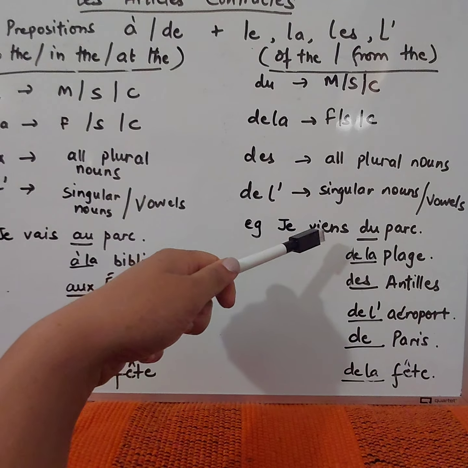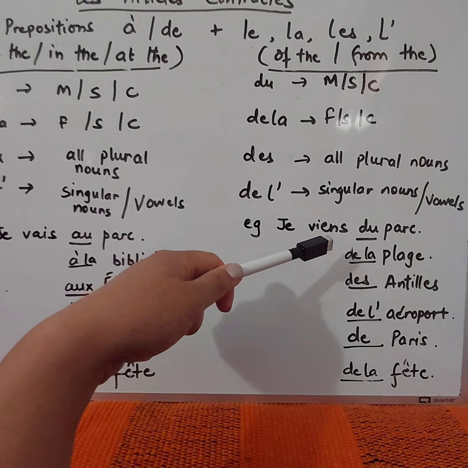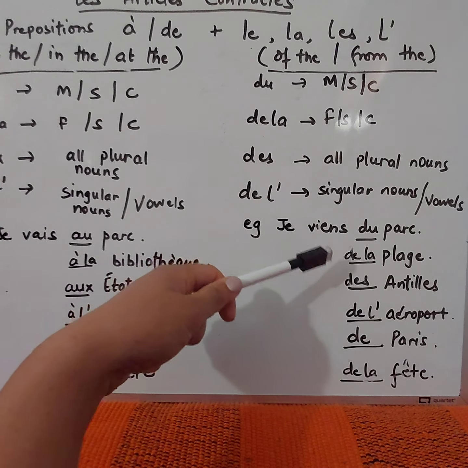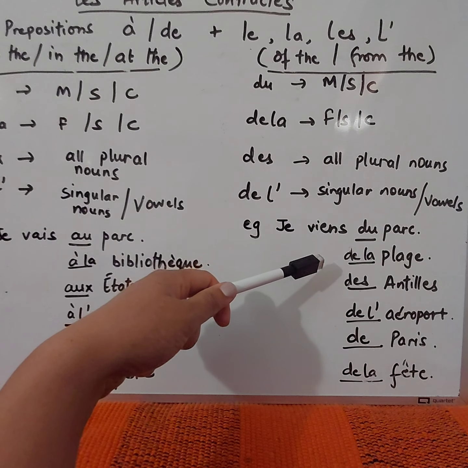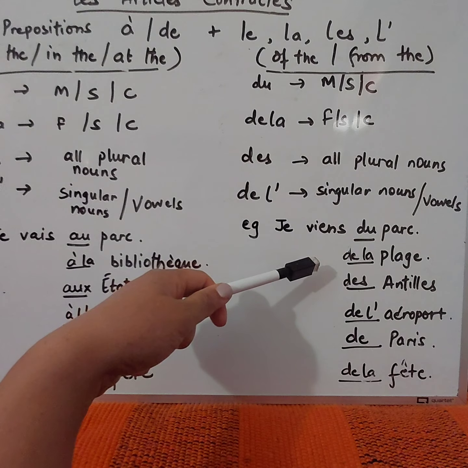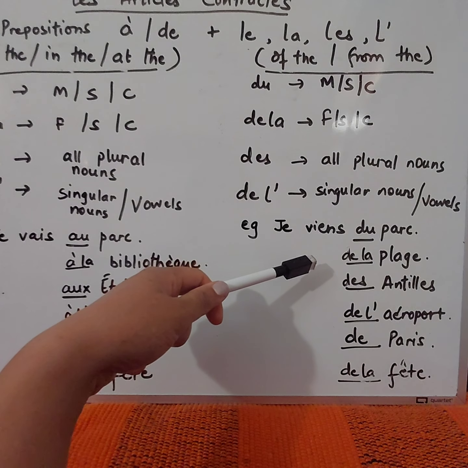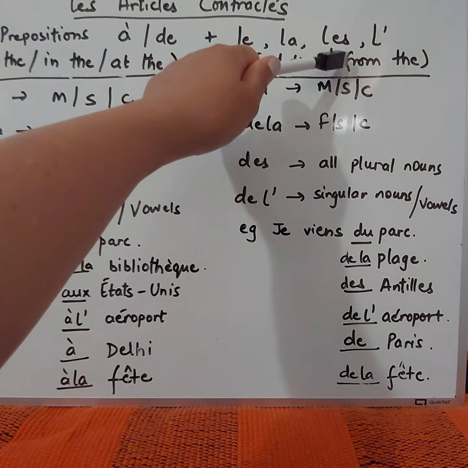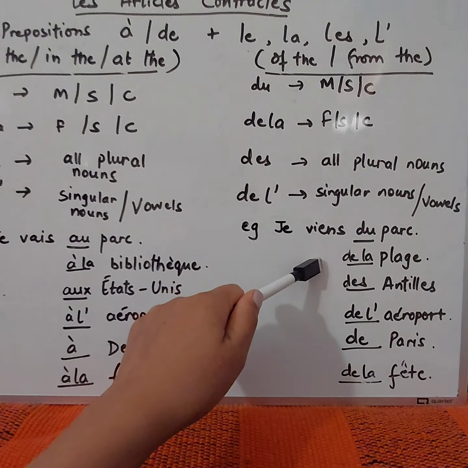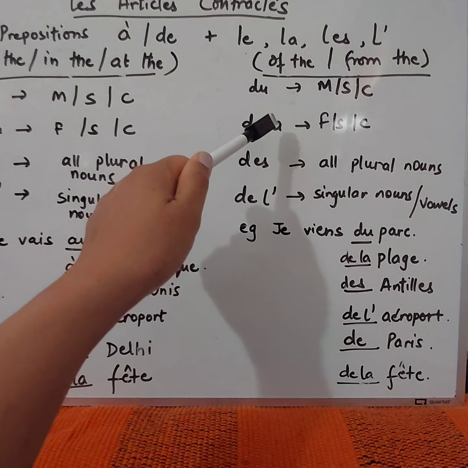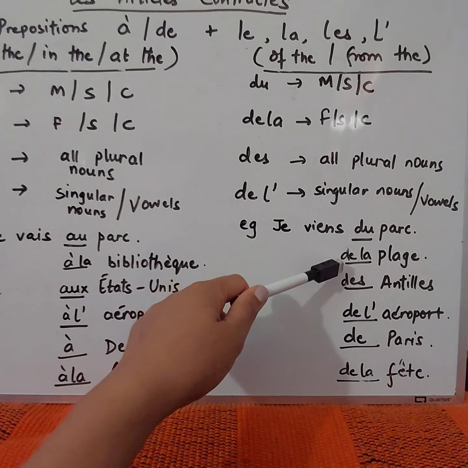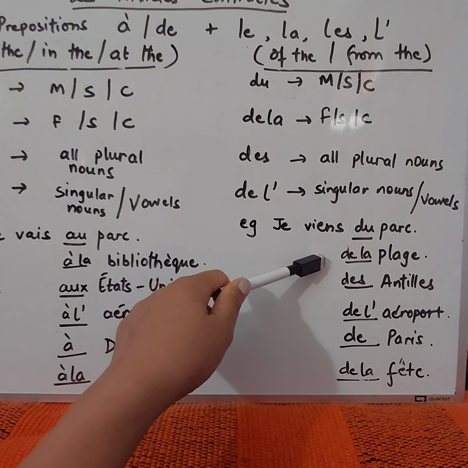So, in a similar way, we will say je viens du parc. That means I come from the park, or I'm coming from the park. Je viens de la plage. That means I'm coming from the beach. Now, since beach is a feminine singular noun, I have to say I'm coming from the beach. So for writing "from the", I will take the contracted article from this category. Since beach is a feminine singular noun, I will use de la before it. So it is je viens de la plage. I come, or I'm coming, from the beach.